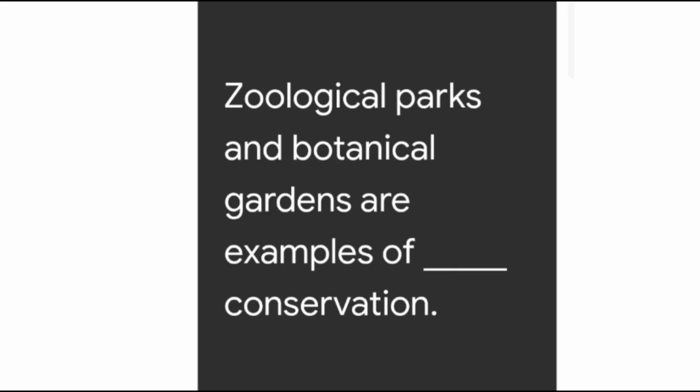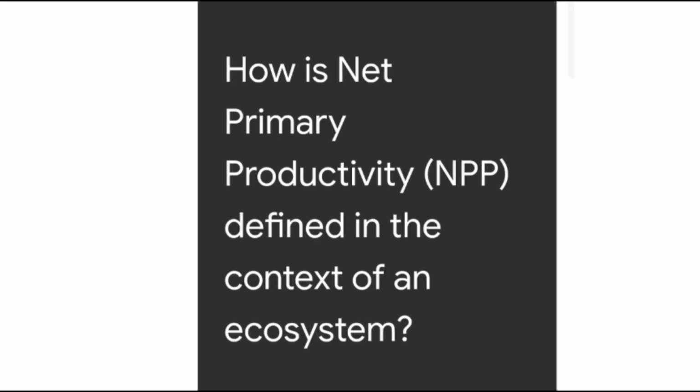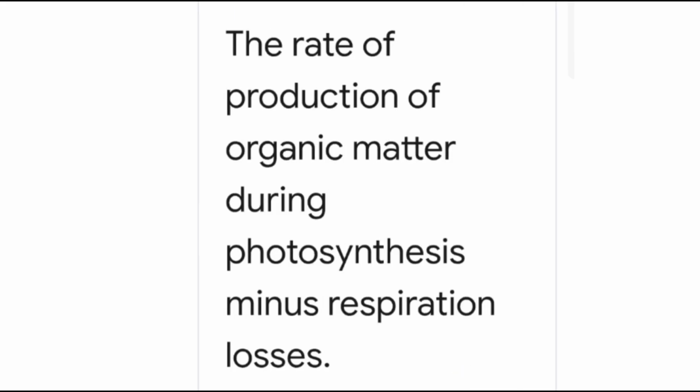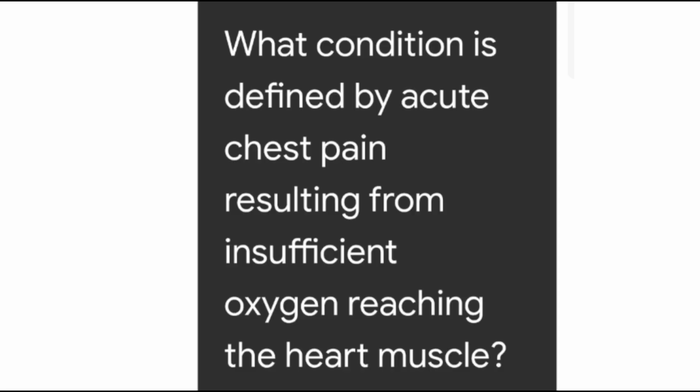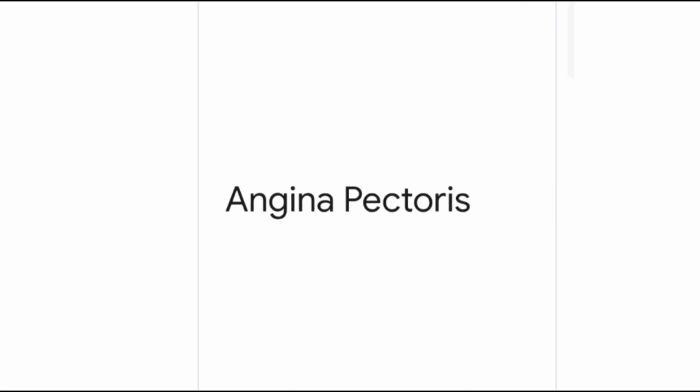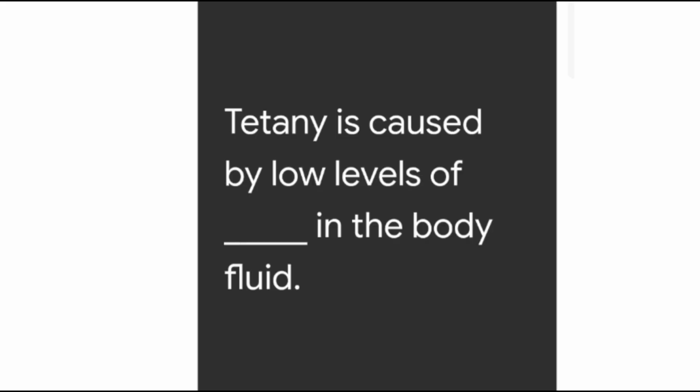How is NPP, that is net primary productivity, defined in the context of an ecosystem? The rate of production of organic matter during photosynthesis minus respiration loss. Which respiratory disorder is characterized by damaged alveolar wall and a decreasing respiratory surface area? That is emphysema. What condition is defined by acute chest pain resulting from insufficient oxygen reaching the heart muscle? That is angina pectoris. Tetany is caused by a lower level of calcium ions in the body fluid.